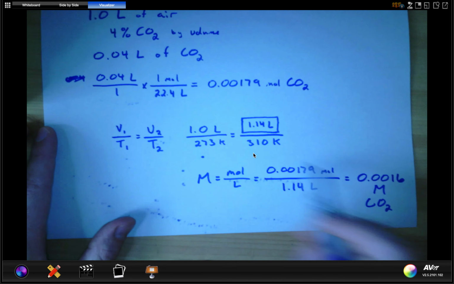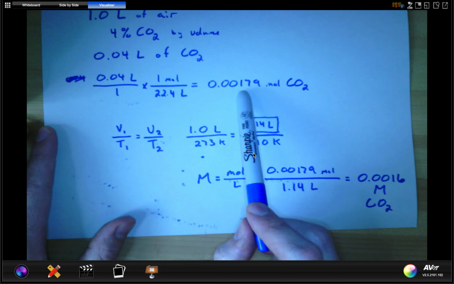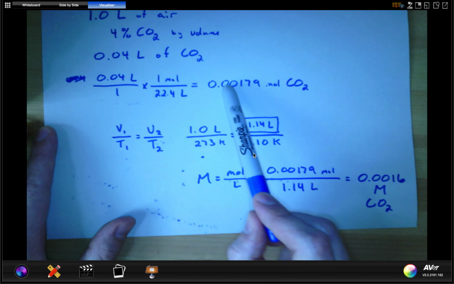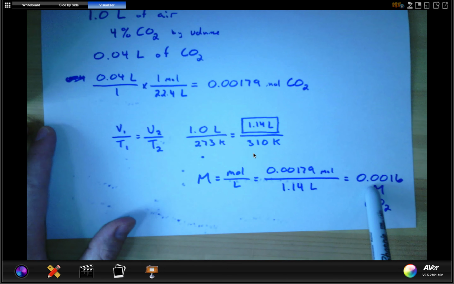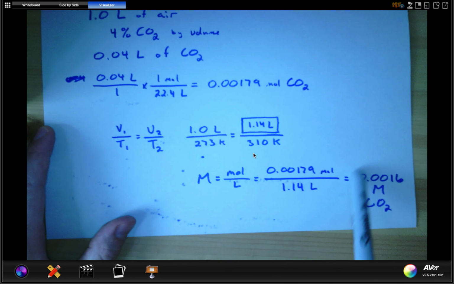Now the answer would have been 0.00179 moles per liter outside our body, but once we inhale the carbon dioxide, the gas actually expands and it's less concentrated. Because now the volume increased, but we have the same amount of particles, so it's actually less concentrated in our lungs than it would be outside of our lungs, because our lungs are warmer, which causes the gas to expand.